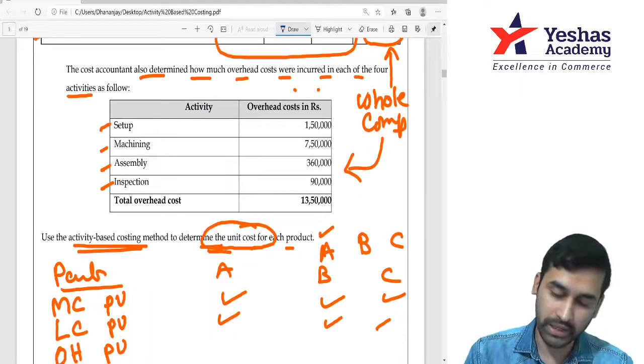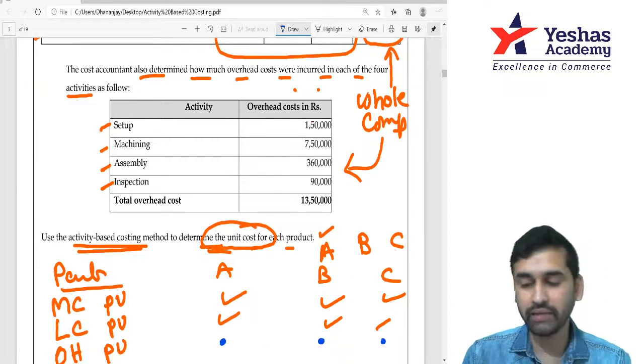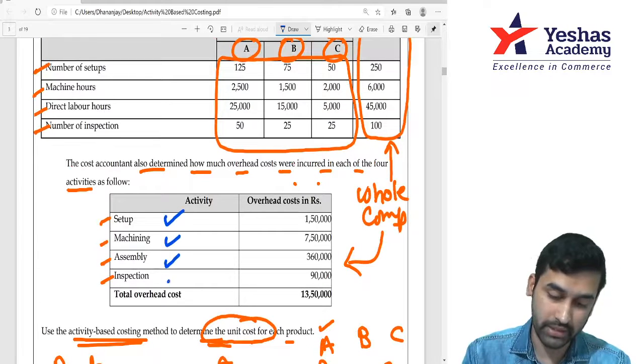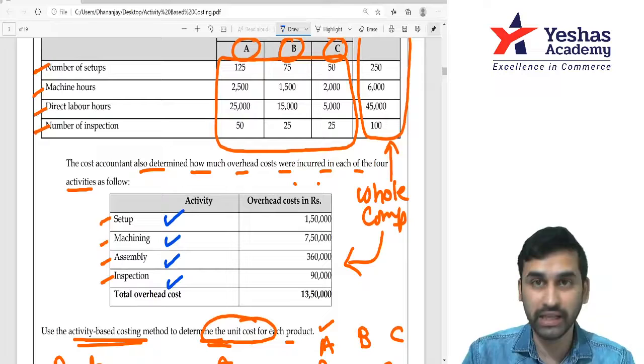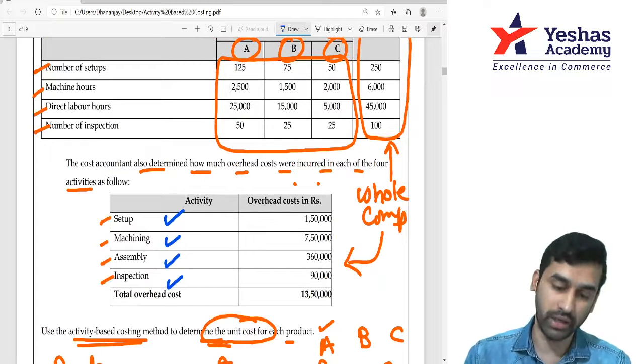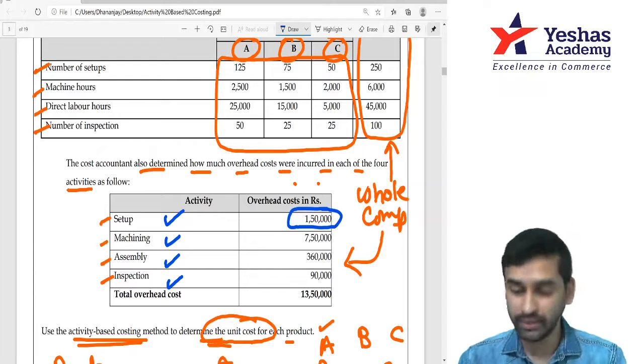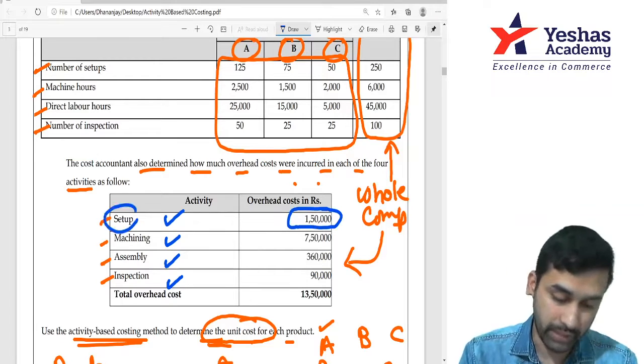Now here overheads are based on activity. Correct? How many activities you have? Sir, 4 activities. Correct? That means you need to do something as working note. What will be that working note? Sir, we need to find out cost per cost driver. Correct? First setup.